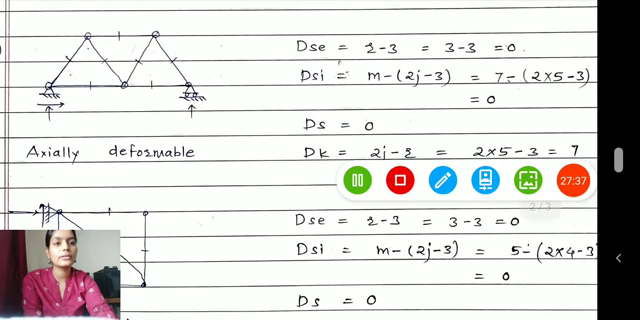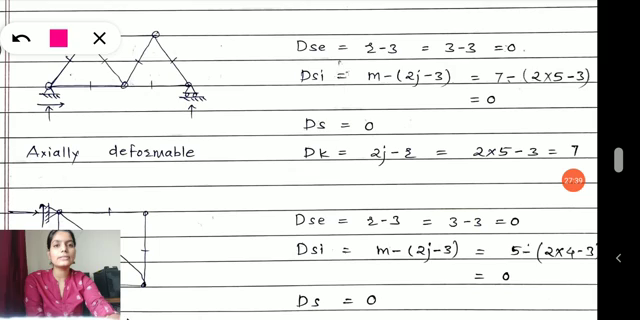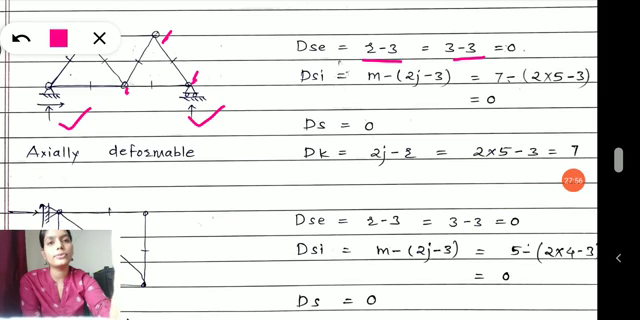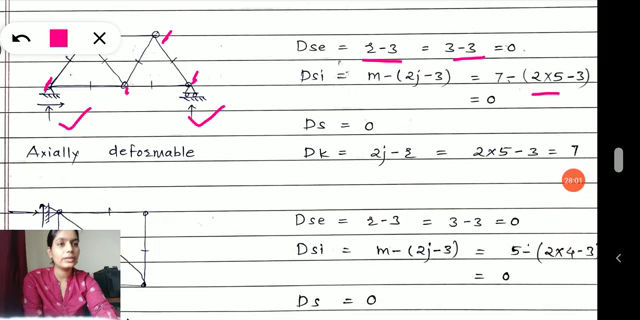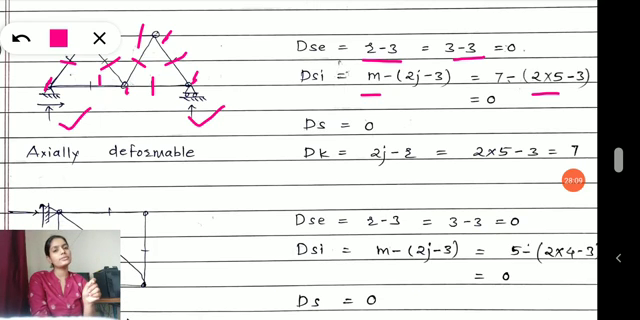Next, you have this truss member again, and in this truss reactions will be 2 here, 1 here, total 3. r minus 3 will be 3 minus 3, giving value equals to 0. DSI is m minus 2j minus 3. How many joints? 1, 2, 3, 4, 5. So 2 into 5. How many members? 1, 2, 3, 4, 5, 6, 7. Right? Put the values, only the formula substitution, and DS becomes 0.